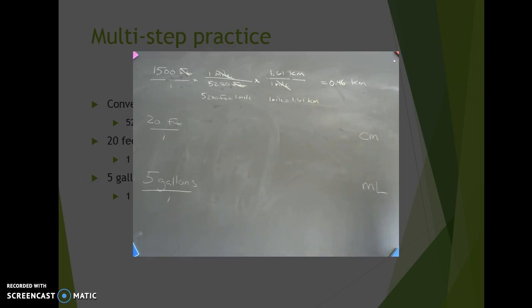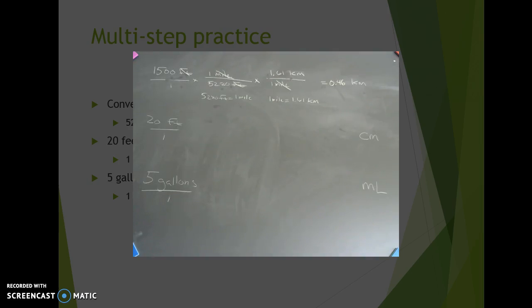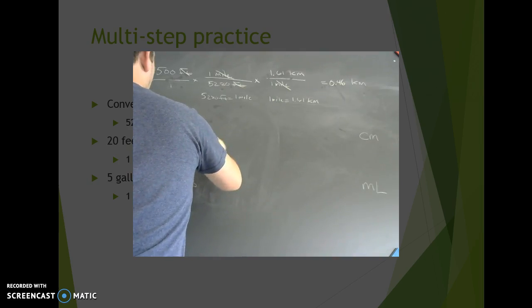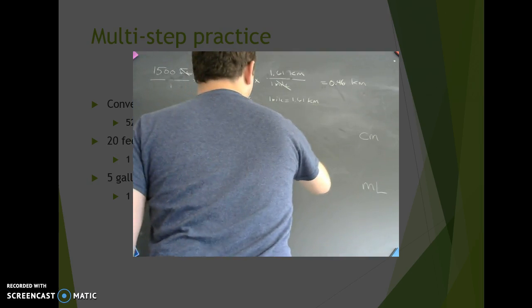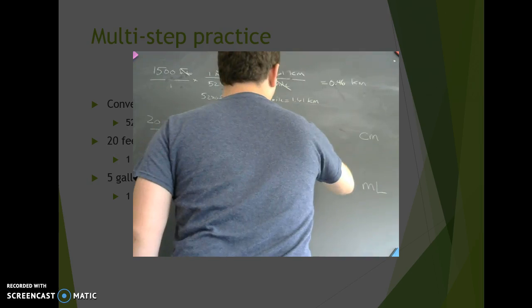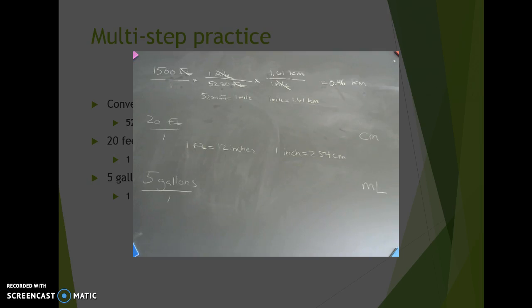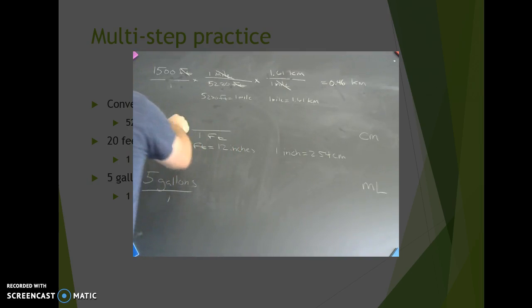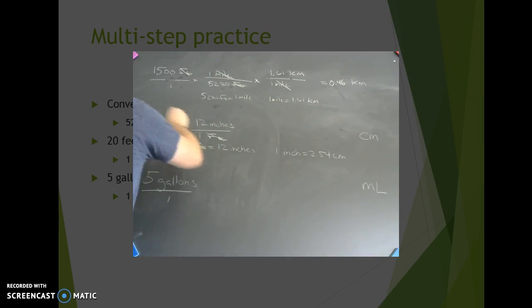Okay, let's take a look at some of the solutions here. So we have 20 feet to centimeters. All right, we're given two conversion factors. We're told that 1 foot equals 12 inches, and 1 inch equals 2.54 centimeters. All right, just like last time, we're going to introduce some fractions here. Feet should cancel, so we want feet to be on the bottom to cancel with the feet in the numerator. So our first fraction looks like this, where feet cancels.